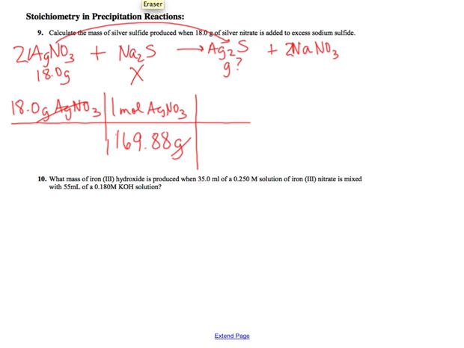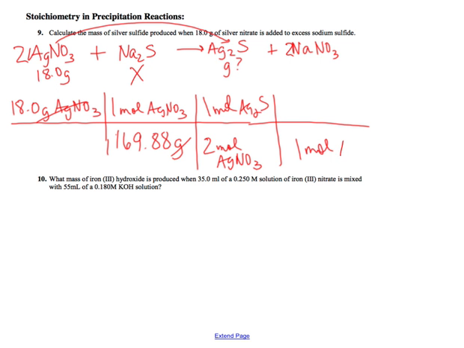Now I mole bridge over. What's my mole ratio? For every 2 moles on the bottom of AgNO3, I have 1 mole of Ag2S. And then for every 1 mole, I need the molar mass. And to 3 sig figs, do 2 decimal places on the molar mass, and our final answer should be 3 sig figs.